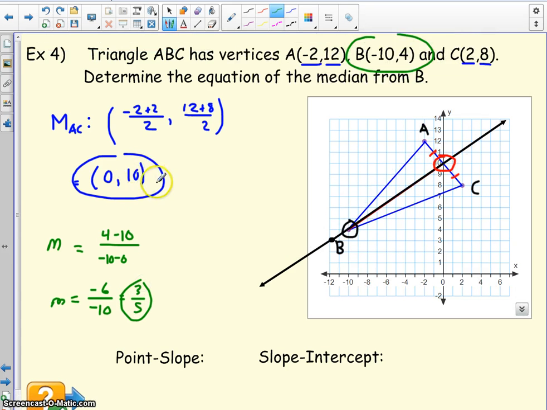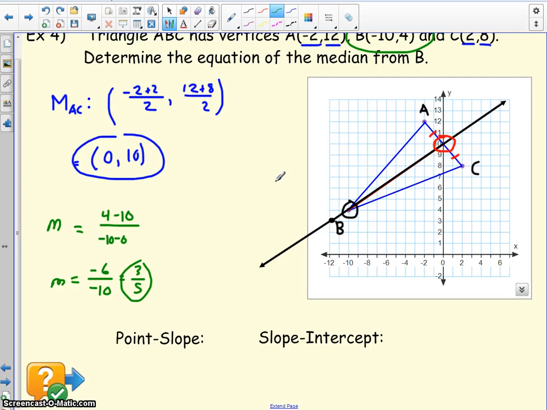I have multiple points. I have (0, 10) and (-10, 4). So I can create a point slope form if I want. Now, this is actually one of the rare times that using slope and intercept form is a little bit faster, because it just so happens by coincidence that the midpoint the median passes through is at the y-intercept. So if I want to use slope and intercept form, it's going to be relatively quick. I have a slope of 3 over 5, a y-intercept of 10, so my equation in slope and intercept form is y equals 3 over 5 x plus 10.